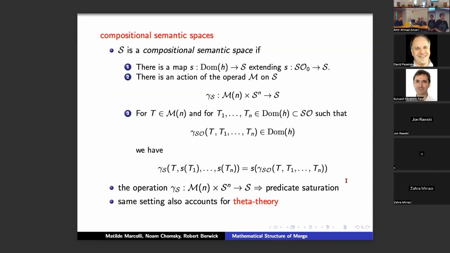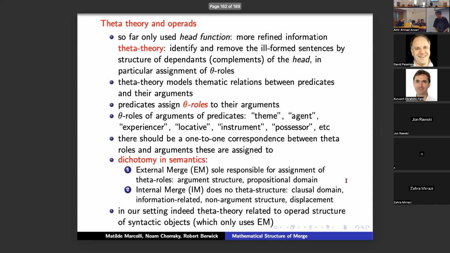Right, so you can say that semantic space is compositional if you have a compatible action of the same operad on the side of syntax and that transfers over on the side of semantics. So let's see in what sense this relates also to these issues about theta theory, theta roles. When we generate these syntactic objects using external merge, I don't worry here about the action of merge on workspaces because internal merge is not assigning theta roles. Theta roles are entirely coming from external merge.